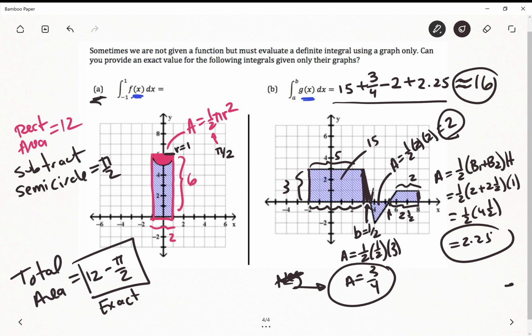Example A is exact because we used exact coordinates. Example B was a little more tedious. We just used approximate coordinates. So I hope that these examples worked out will be helpful for you in completing your assignments. Email me with any questions or if you need any help or additional examples.